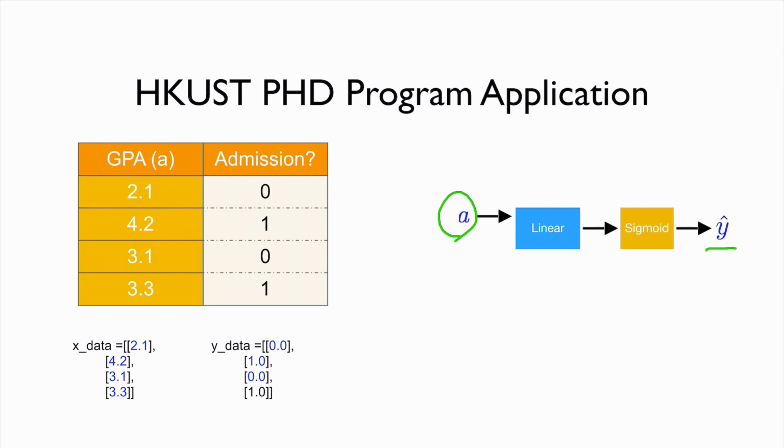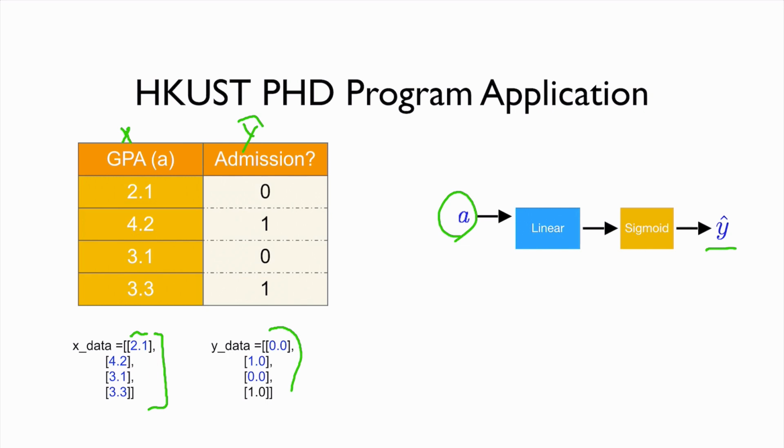For example here, let's say we try to build an HKUST PhD program application predictor. Applicants will submit their GPAs, and based on this input x, we're going to predict the y hat: either she or he is going to be accepted or not. In our source code, we can express our data like this. Each x will have only one value, like GPA here, and then the y value is 0 or 1.